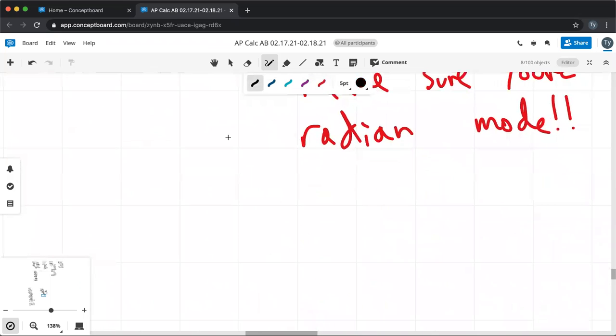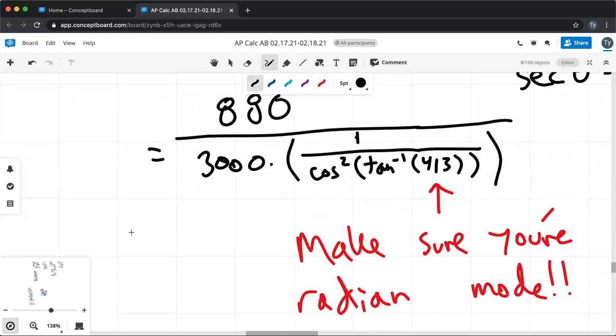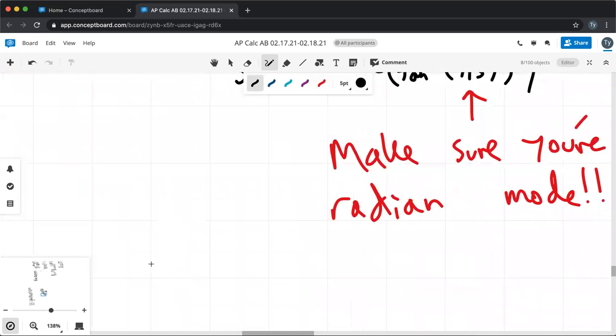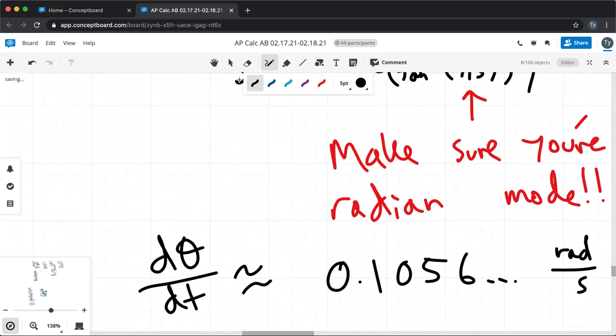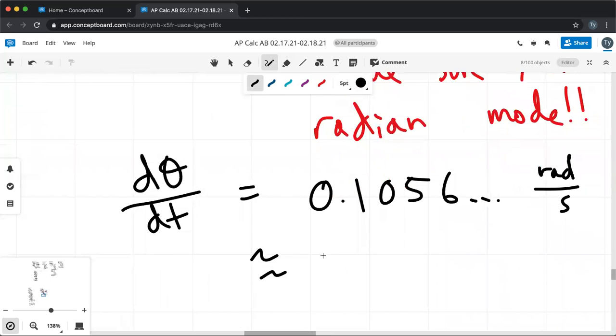All right, last thing we got to do is to write this in terms of the problem. Oh, and let me give you the decimal approximation. So dθ/dt is about, where did I put it? 0.1056, blah, blah, blah, radians per second, which we can round to 0.106 rad per second.